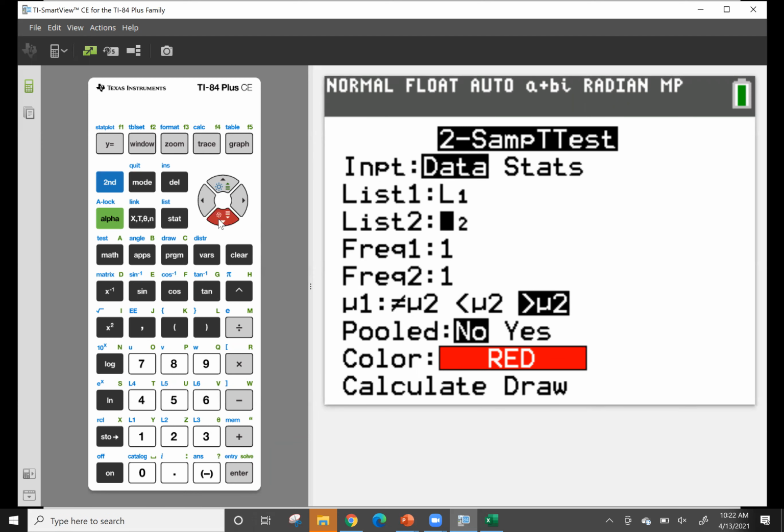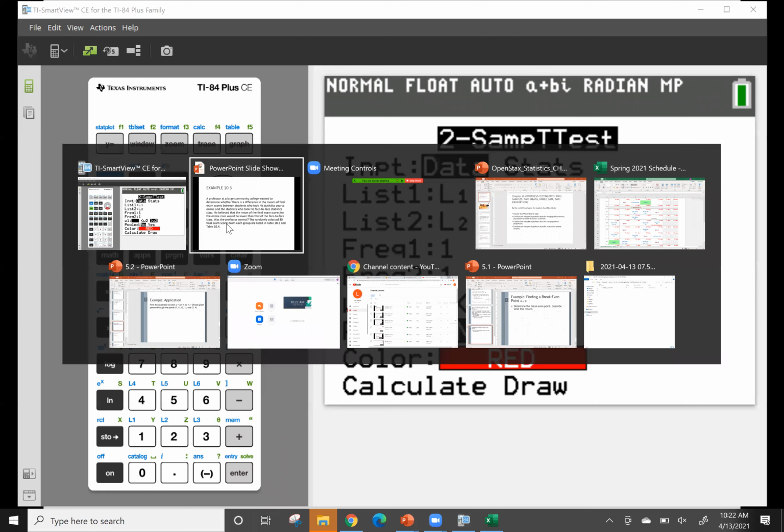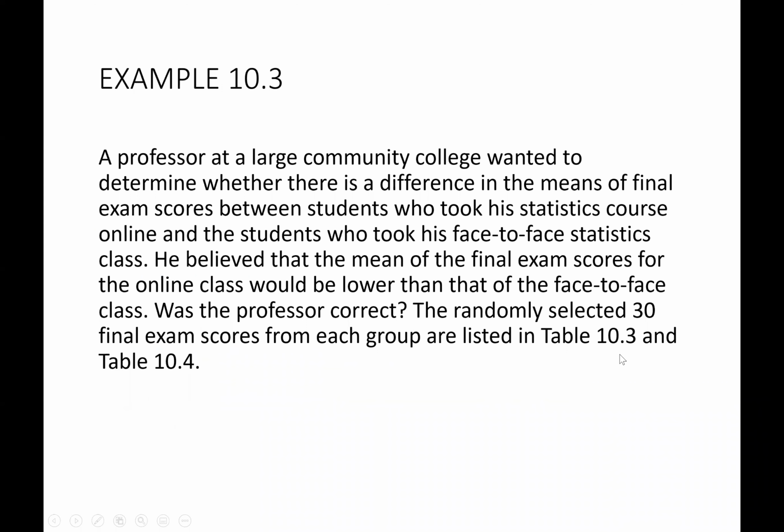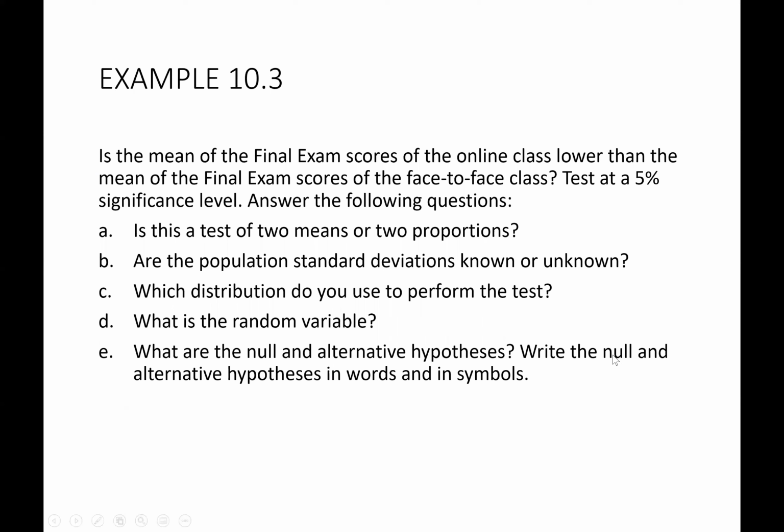And what kind of test am I conducting? So I need to decide. Did I ever write that down? Well, let's go back there and write that down. So this is a test of two means because he's interested in looking at the average of his two classes. No, I don't know the standard deviation of the population, so I'm going to do a t-test. My random variable is the difference in his online class and his face-to-face, so it's the difference in the means of those two classes.